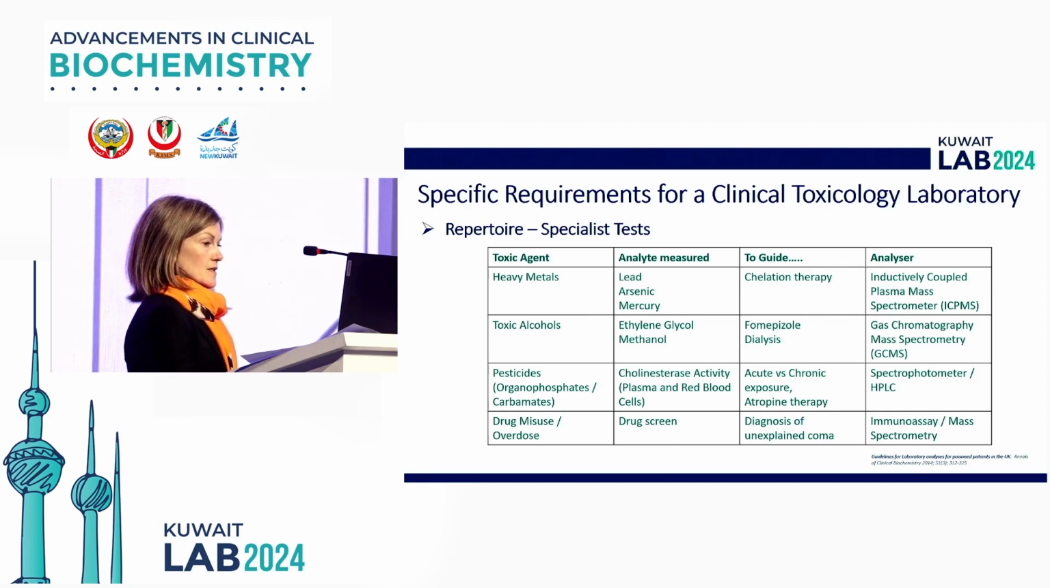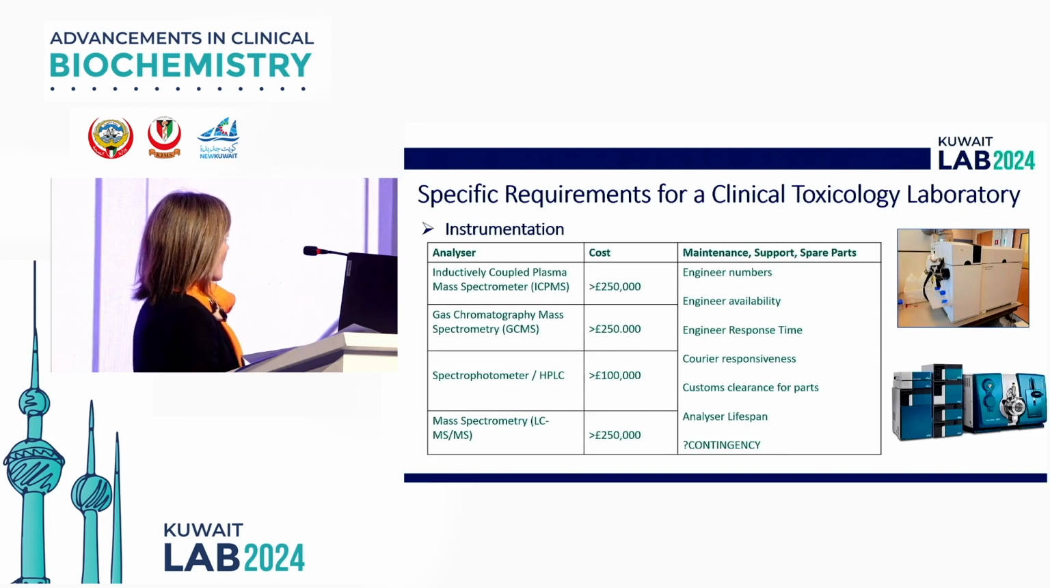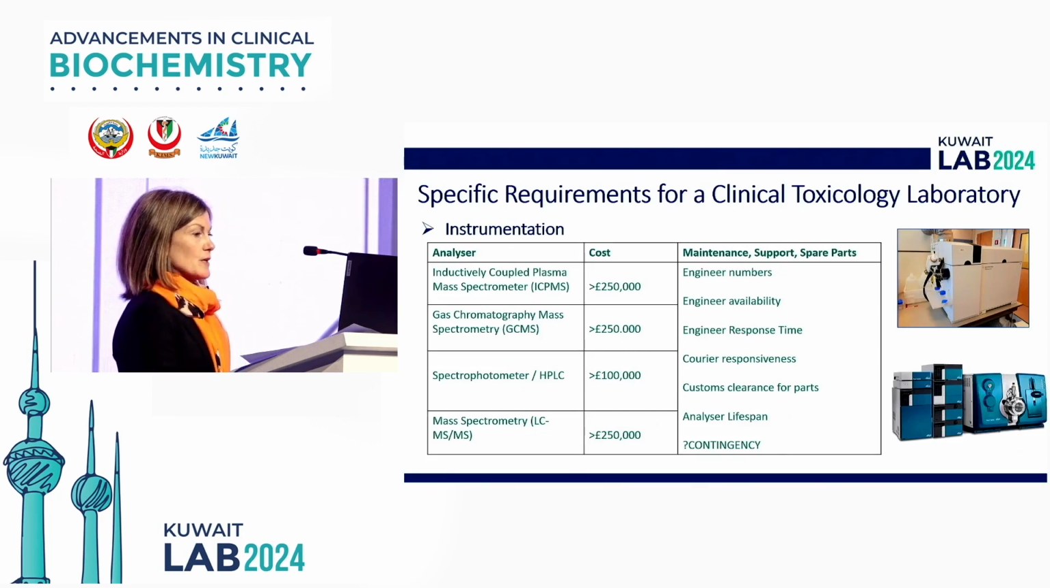Pesticides, organophosphates and carbamates: you would need to provide cholinesterase activity assays, and that can guide atropine therapy, and it can give you an indication of whether it's acute or chronic poisoning. And they're usually spectrophotometric, HPLC, and enzyme tests. For drug misuse or drug overdose, you need to be able to provide a comprehensive drug screen, and this will help in the diagnosis of unexplained coma if you don't know what the drug of exposure is. And usually they can be done using immunoassay and/or mass spectrometry. So that instrumentation is really important to consider.